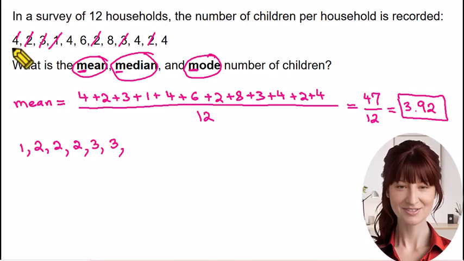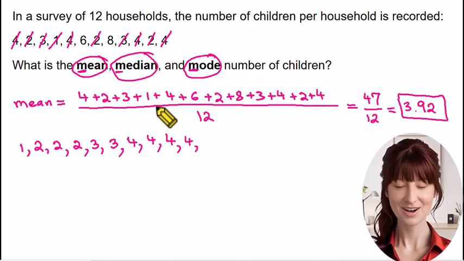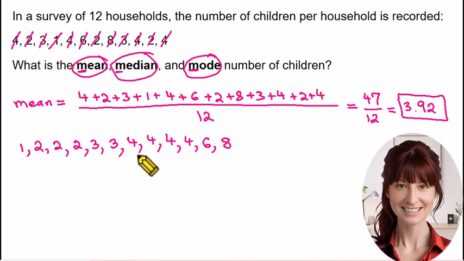And we have 4, 4, 4, and one more 4. Then finally we have a 6 and an 8. So now the data set is in order from least to greatest.